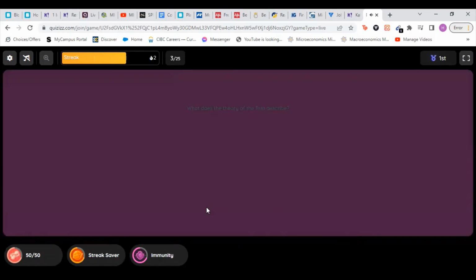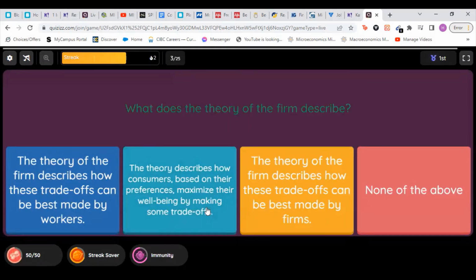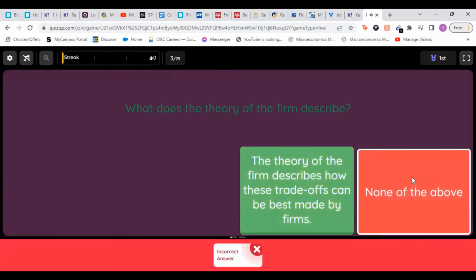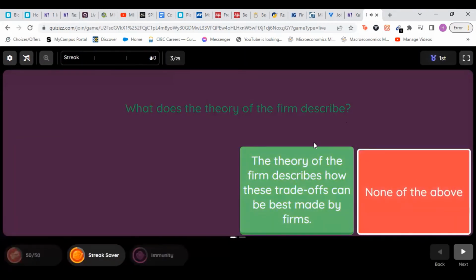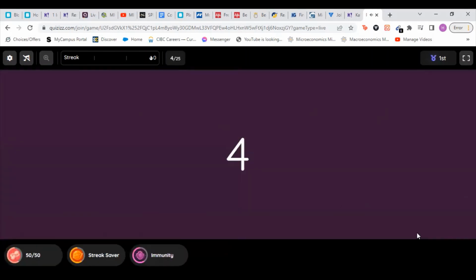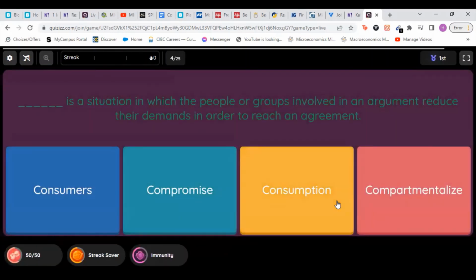And then, what does the theory of the firm describe? None of the above. So it's a good try. Then is a situation in which the people or groups involved in an argument reduce their demands in order to reach an agreement. Compromise.